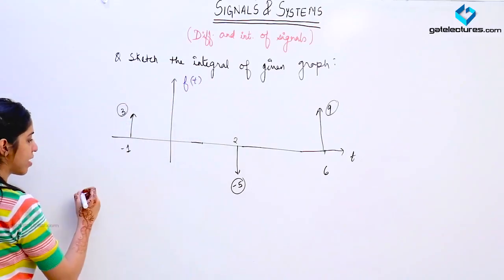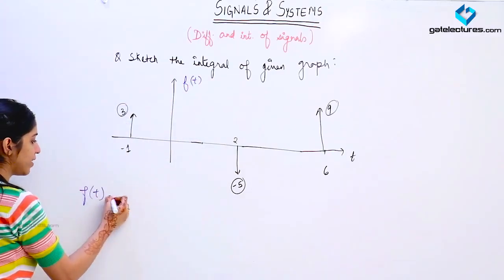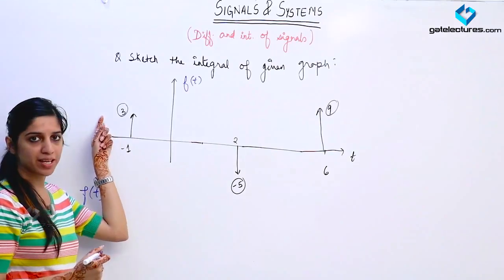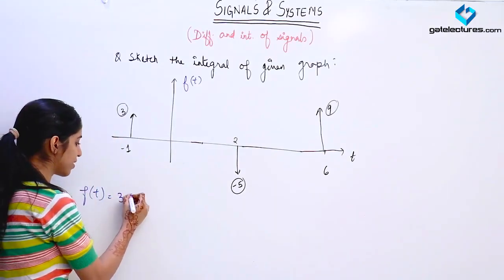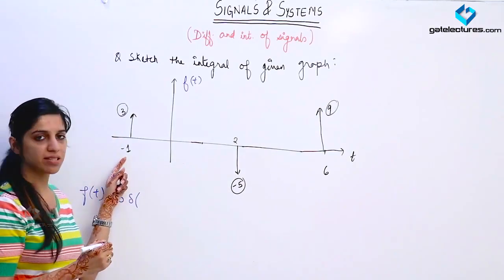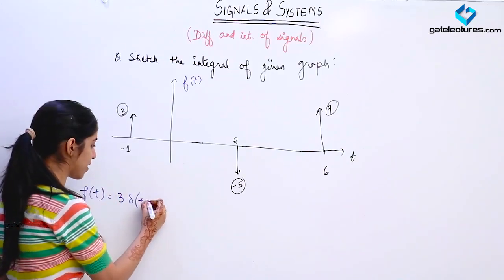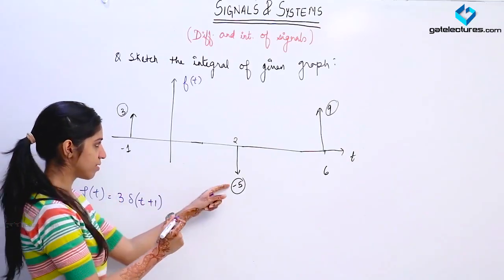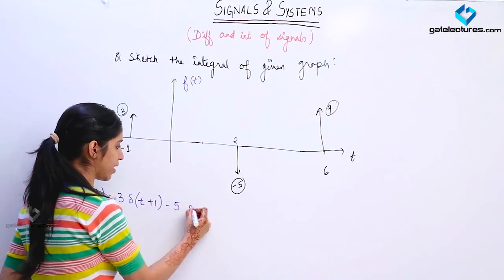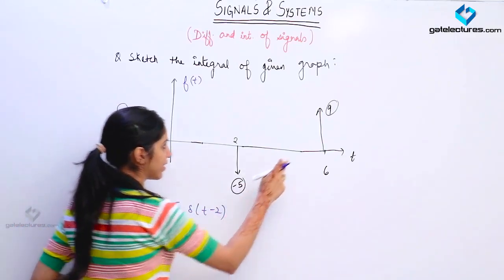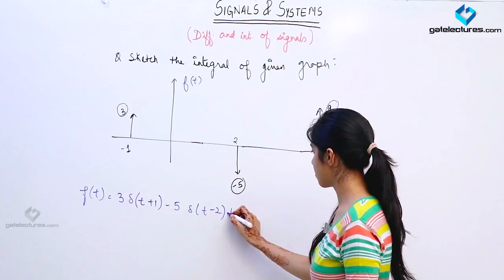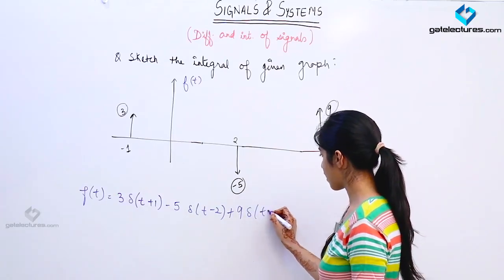So, suppose I consider it as f(t). I can write f(t) as: this is the impulse of area 3, so this is going to be written as 3 δ, occurring at t equal to minus 1, so I write it as δ(t+1). This is the impulse of area minus 5, δ(t-2), and then I have an impulse of area 9, δ(t-6).